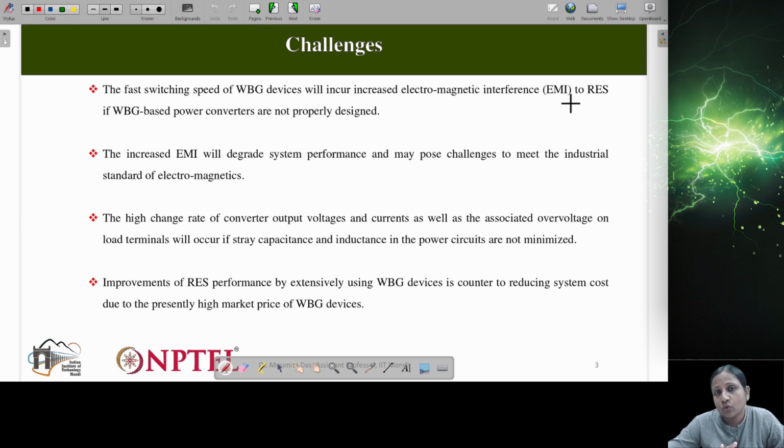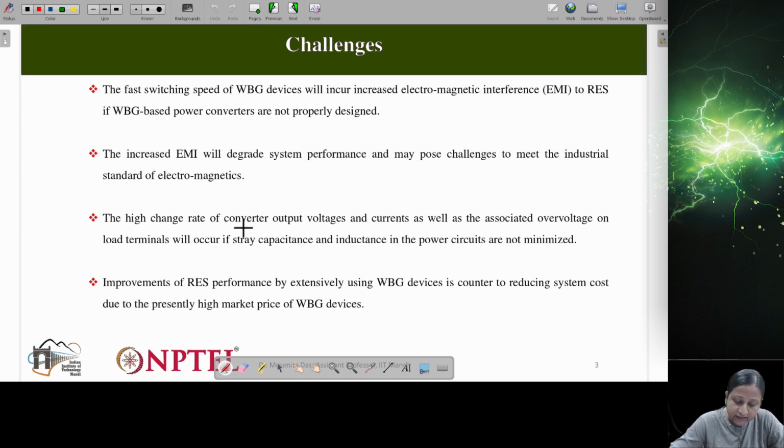Now, as you know, the problem of EMI will obviously degrade the performance of the overall system, and it will also be difficult to meet the industrial requirement, meaning whatever specifications are given as per the standard. So maybe even after using a filter, it will be difficult to attain that kind of requirement, right?